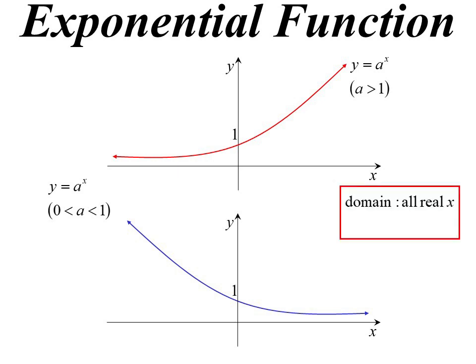The domain, we can see all real x. There's no breaks in the curve whatsoever. The range, y is greater than 0. There's no symmetry about the curve, so it's not odd, it's not even.